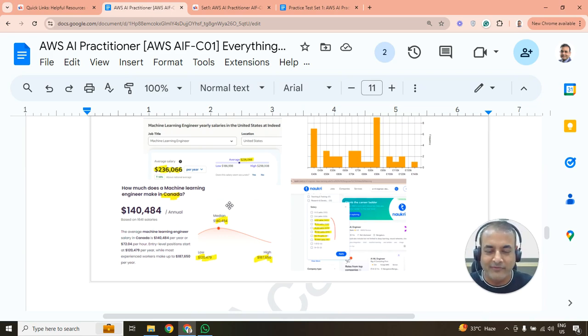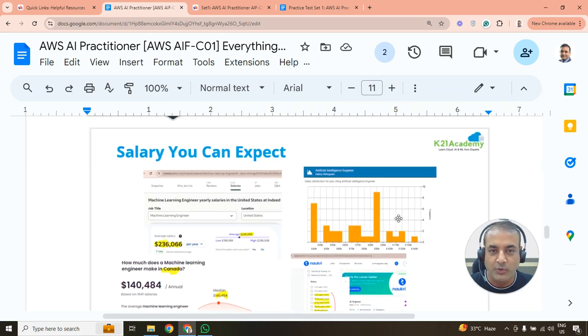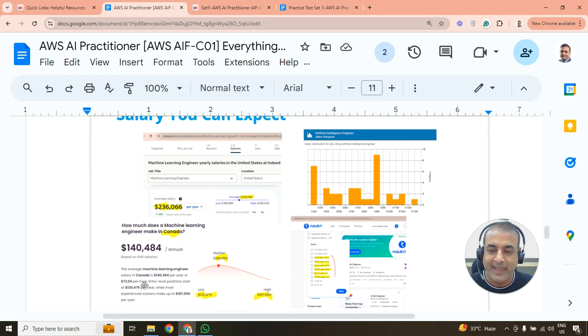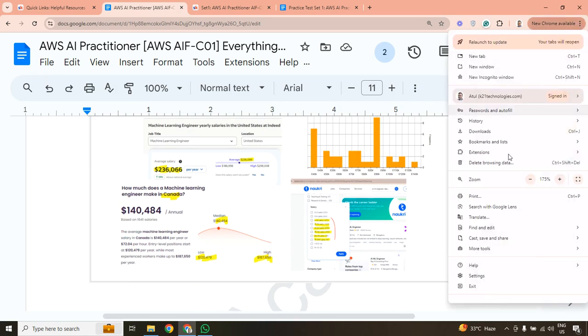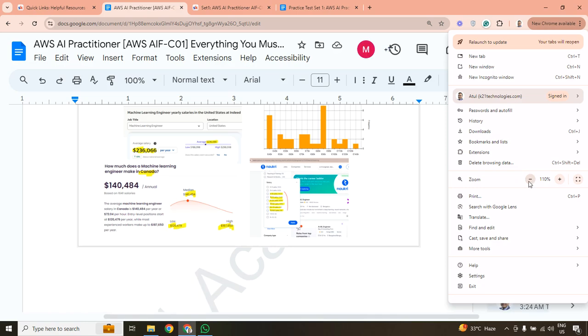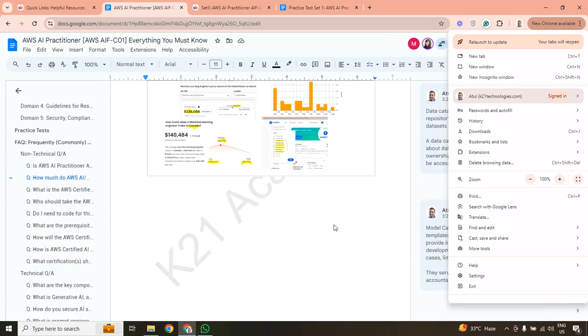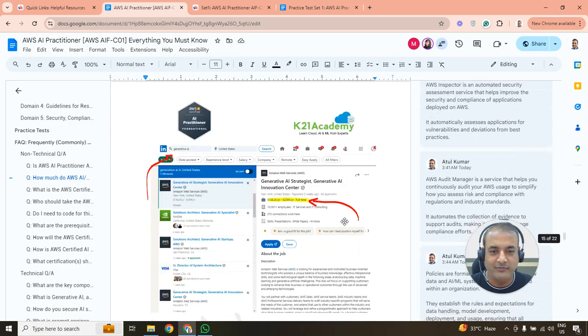Again, I'm not promising and I'm not saying everyone will get it, but you see the market average here. Same thing with the UK, a big amount. Canada, 140,000 Canadian dollars on average, but the high is 190, with a range between 120 and 189. Same in India, a good amount. As long as you're good, in my view, money will follow. I wouldn't even worry about money. Money will follow if I'm good.